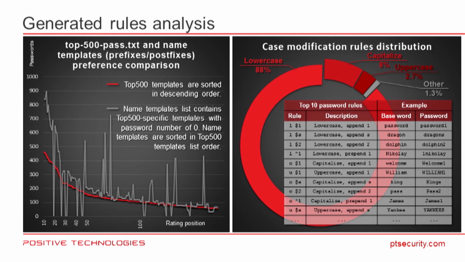Here I'm showing you the following. The red chart is the distribution of the base words from top 500 according to statistics. In gray we have the name transfers and how people use names in passwords. They've been put in order. As far as we can see here, different rules are applied. So if we would like to take the first 100, you need to remember which base words are used here.